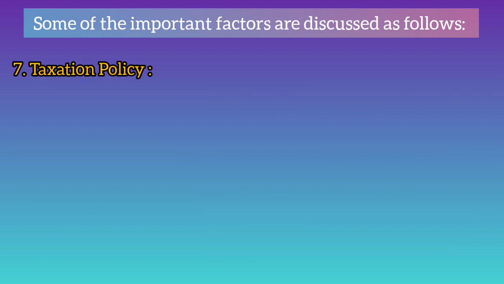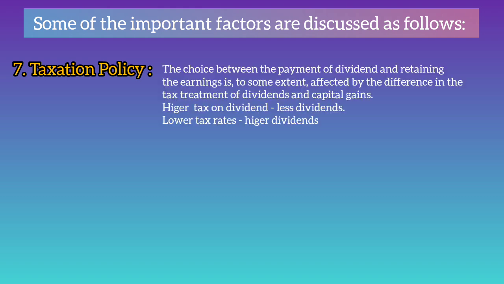Seventh is taxation policy. The choice between the payment of dividend and retaining the earnings is to some extent affected by the difference in the tax treatment of dividends and capital gains. If tax on dividend is higher, it is better to pay less by way of dividends. As compared to this, higher dividends may be declared if tax rates are relatively lower.